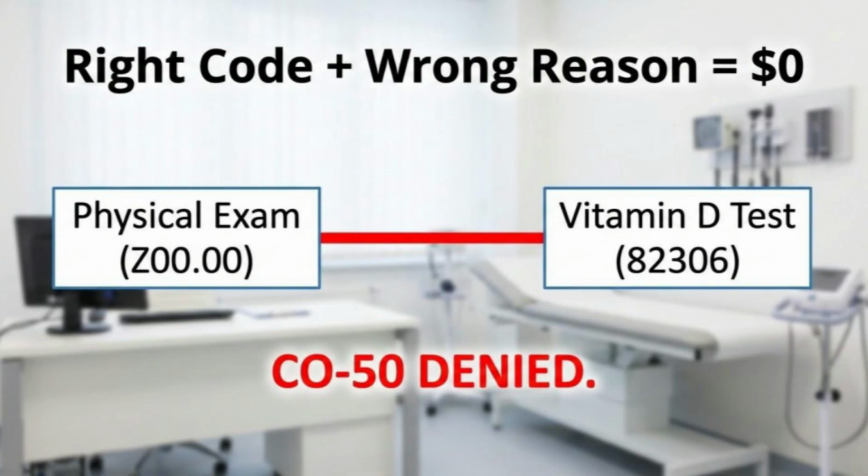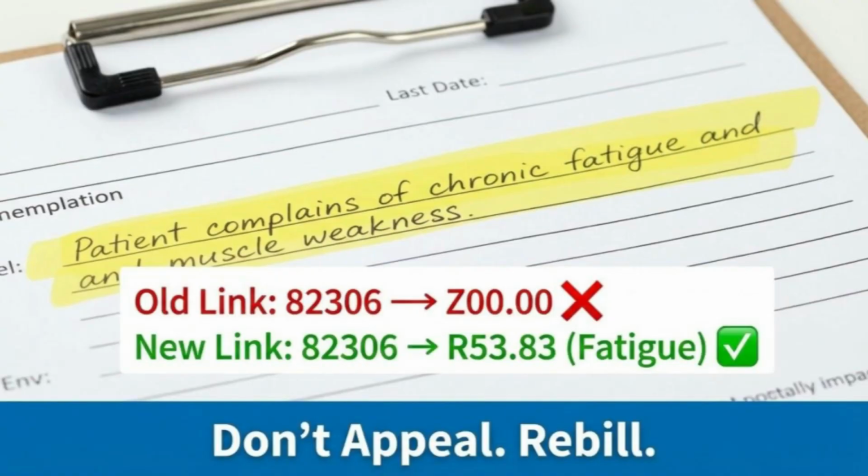So, how do you fix this? The answer is in the chart notes. If the patient has no symptoms, you cannot bill it. You have to write it off or bill the patient if they signed an ABN. But if the doctor documented fatigue or muscle weakness or bone pain, you have a covered diagnosis.